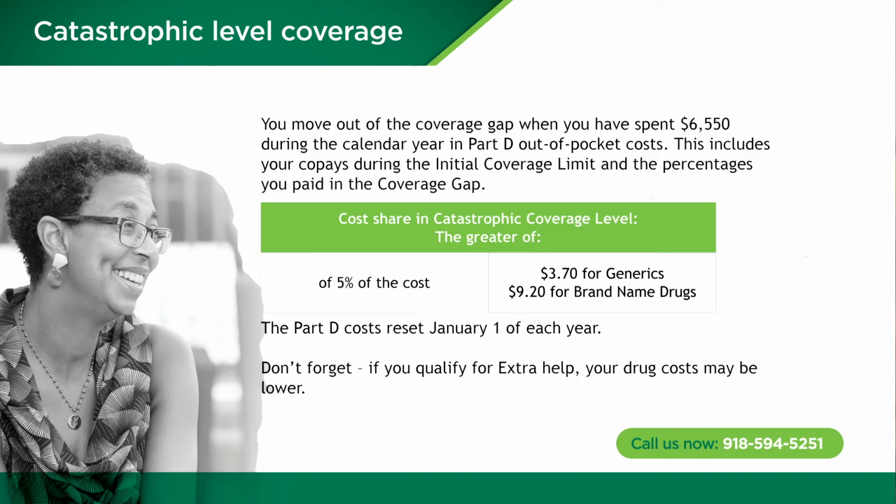The next stage of drug coverage is the catastrophic level. Moving to this level is based on your total drug out-of-pocket costs. These are the copays you paid at the beginning of the year, plus what you paid in the gap. If you reach that level, you move into catastrophic coverage where you pay a reduced cost for your prescriptions, and that carries you throughout the end of the year when everything restarts. A word about this. Social Security does have a program called Extra Help or Low Income Subsidy.